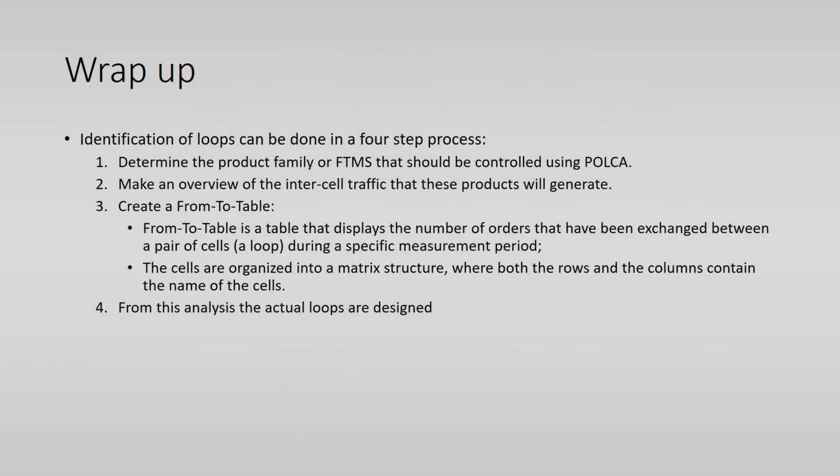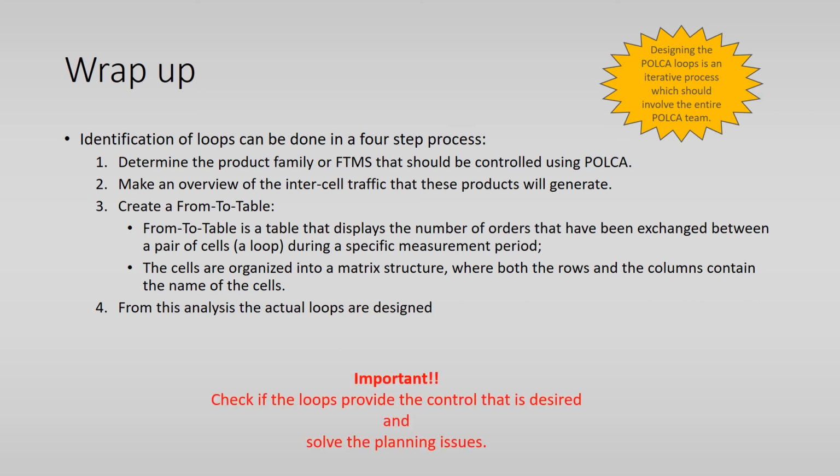So, to recap, in this video we showed that the identification of loops can be done in a four-step process. First, determine the product family or FTMS that should be controlled using Polka. Then, make an overview of the inter-cell traffic that these products will generate. From this traffic, a from-to table can be created. In this table, the actual loops can be recognized.